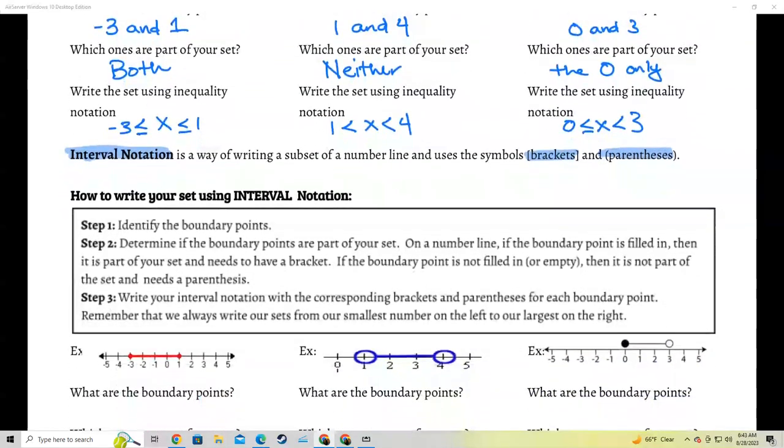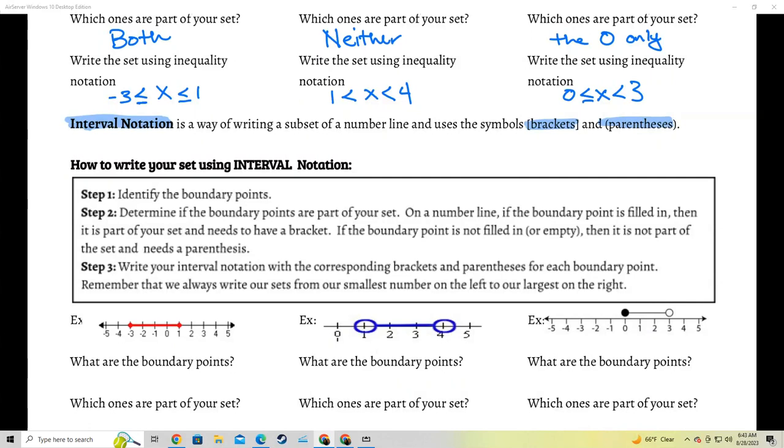So your steps are almost the same. Step 1 is going to be to identify the boundary points, just like we did last time. Step 2 is going to be determine if the boundary points are part of your set, just like we did last time. On a number line, if the boundary point is filled in, then this is part of your set and you're going to use a bracket. If the boundary point is not filled in or empty, then it is not part of your set and it's going to need a parenthesis. So instead of a less than or a less than or equal to, we're going with a bracket or a parenthesis, okay? Step 3, write your interval notation with the corresponding brackets and parentheses for each boundary point. Remember that we always write our sets from smallest number on the left to the largest number on the right.